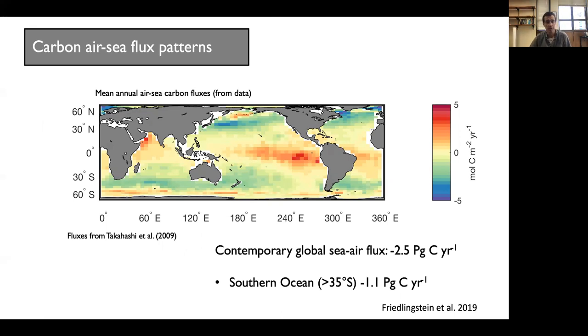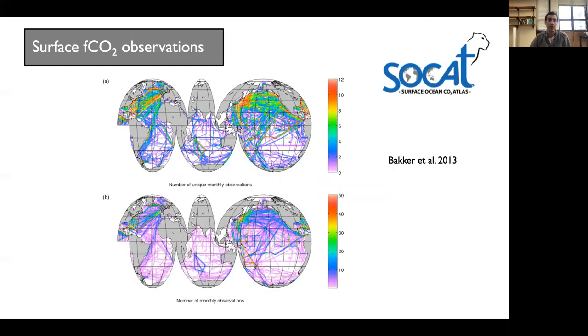And the Southern Ocean fraction of that, I'll be talking a lot about the Southern Ocean today, in part because that's where a lot of the new float measurements are, is around 1.1 petagrams of carbon per year that's taken up by the ocean. Now, underlying these really detailed maps, we have an awful lot of surface fCO2 observations. So these are compiled in the Surface Ocean CO2 Atlas, SOCAT, which is a huge amount of work, and we are very much indebted to the people who both make these measurements and collate them into the SOCAT databases that we all use and rely on.